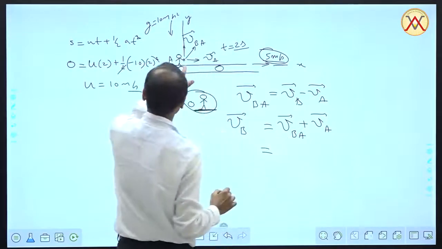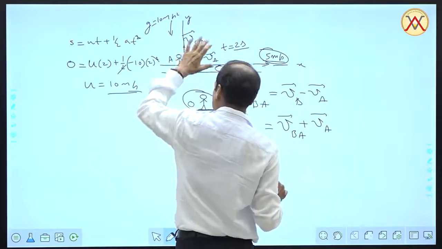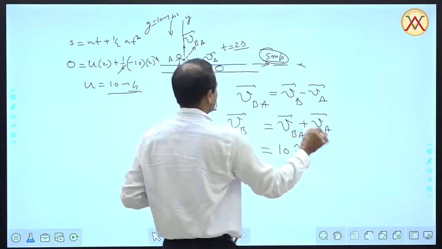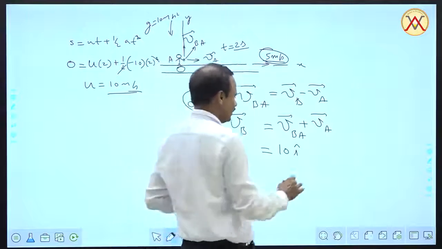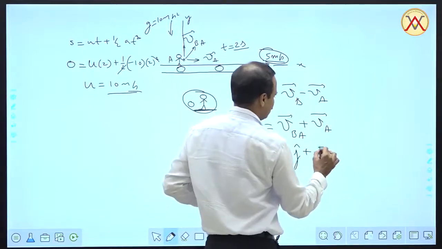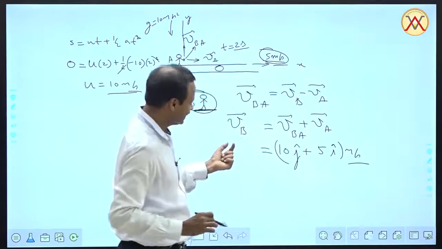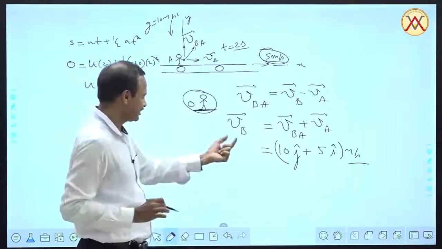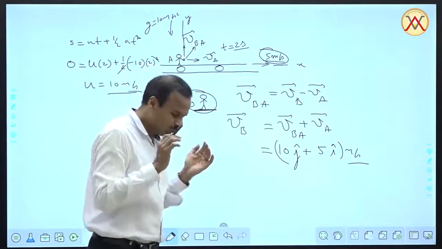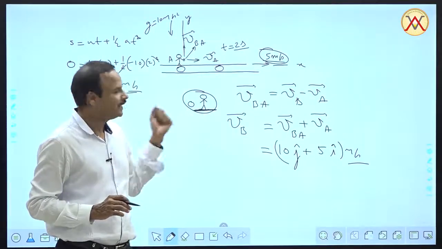So I can write this as VBA, how much? We have got the magnitude here. u is the magnitude of VBA vector. So that is your 10 j cap, Y direction, and this is 5 i cap. So this many meters per second. So that is the initial velocity, I must say, of the ball as seen by this observer. So what will be the path of this ball as seen by this person?